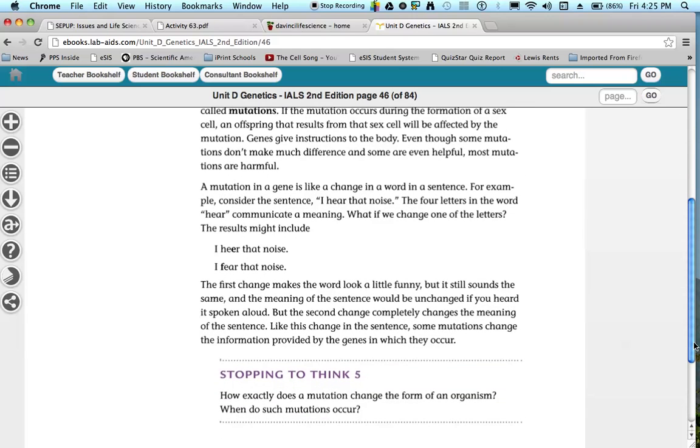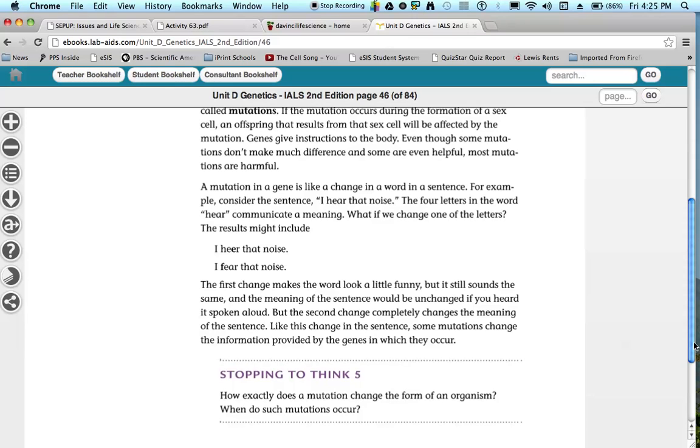A mutation in a gene is like a change in a word in a sentence. For example, consider the sentence, "I hear that noise." The four letters in the word "hear" communicate a meaning. What if we change one of those letters? The results might include, "I heer that noise," or "I fear that noise."